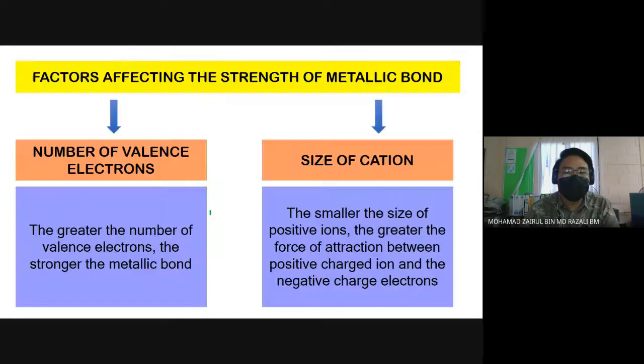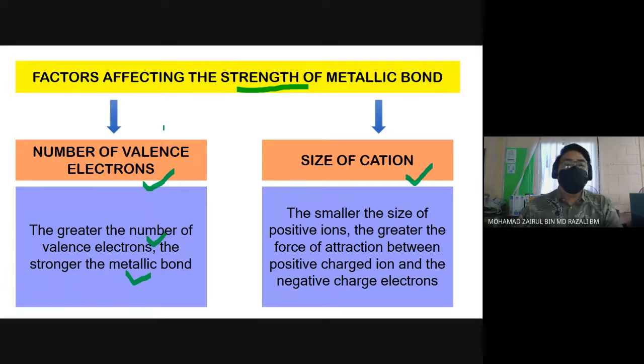Okay. So kita tahu tadi metallic bond adalah electrostatic force between a positive metal ion and also negative charge of electron. Okay, so there are two factors that will affect the strength of metallic bond. The first factor is number of valence electron and the second one is the size of cation ion. So the greater the number of valence electron, the stronger the metallic bond.